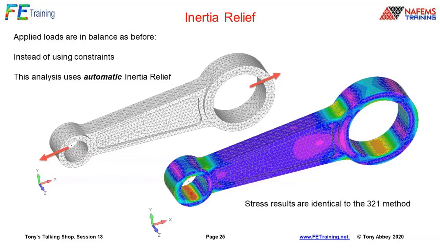So here's the Conrod again. The loads are applied in balance as before, but now I'm not applying a constraint set. I'm just saying to the system, and in this particular solver I can say, you figure out the automatic inertial relief, and then essentially it's going to partition out rigid body modes and put the remaining structure in balance. And we get stress results identical to the 3-2-1 method. There's no inertia contribution in here because there's no net force balance. There's no force equals mass times acceleration being developed in the structure.